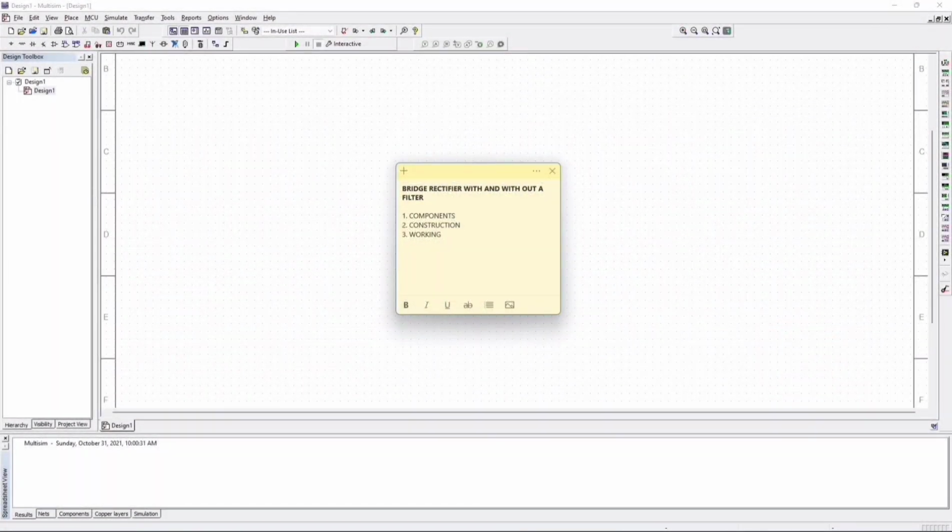Hello everyone, in this video we shall be discussing one of the most widely used electronic devices, that is the bridge rectifier. We shall learn about the bridge rectifier's working with and without a filter.